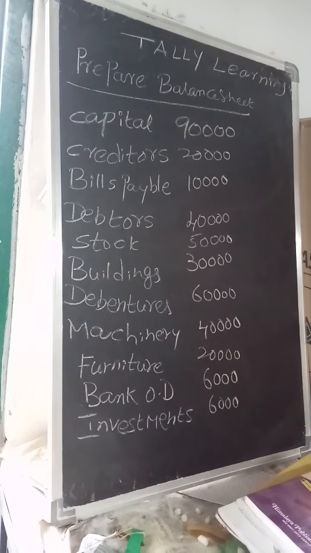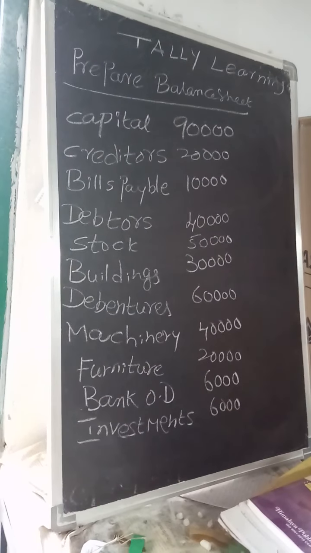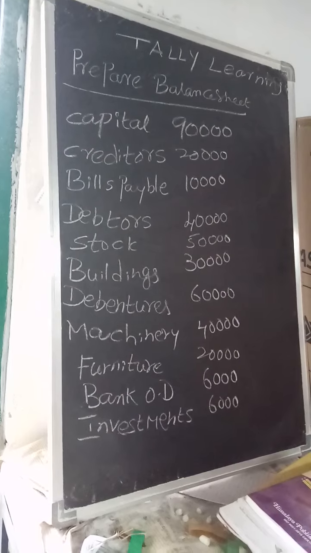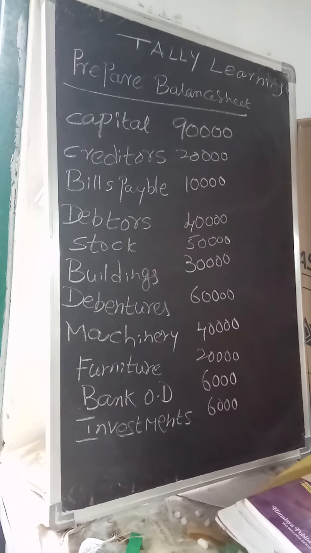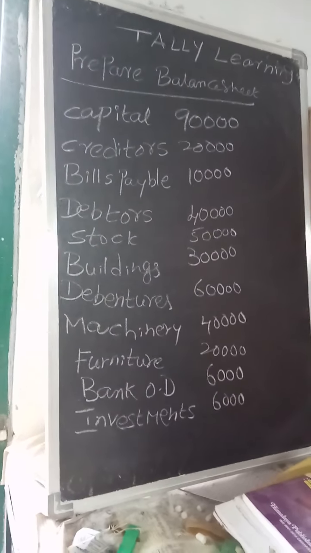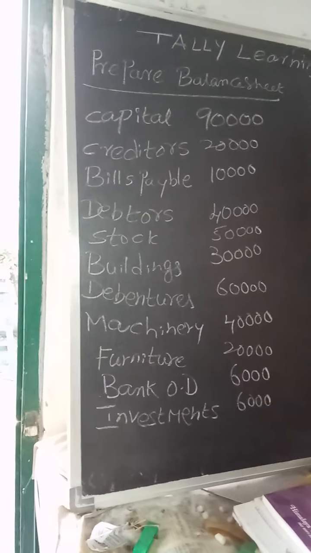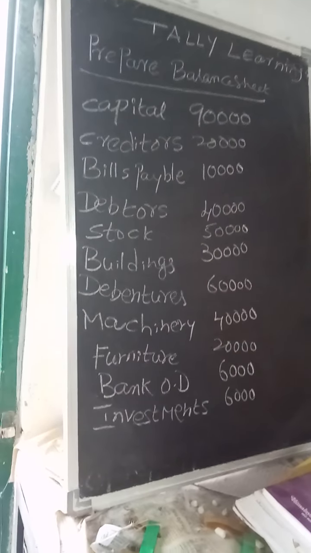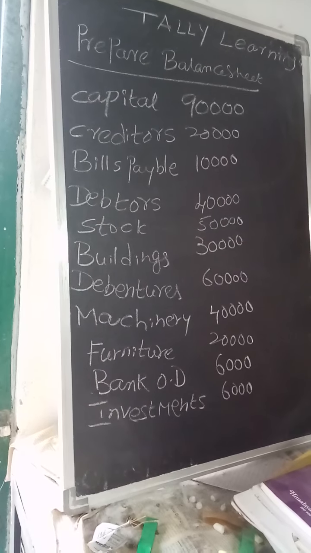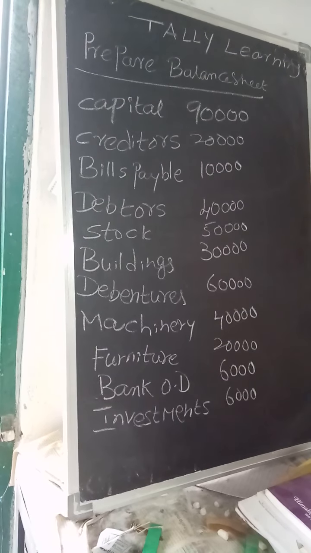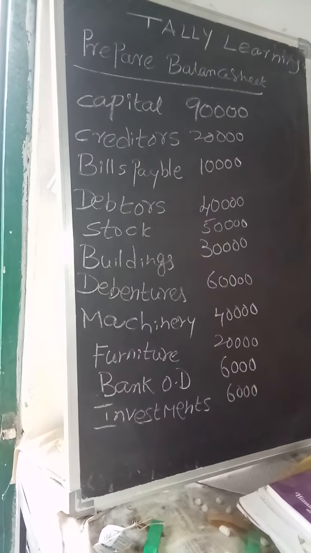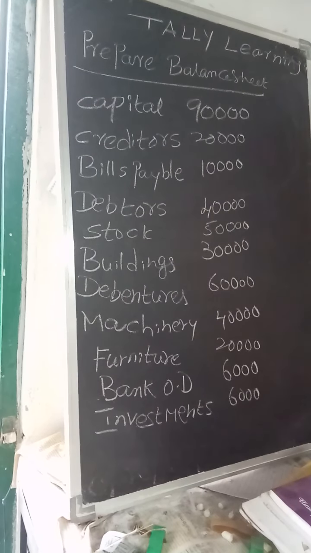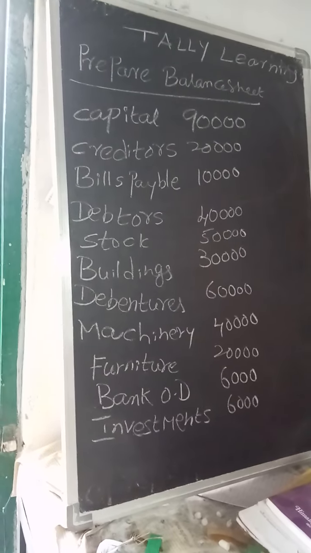One after one you create under respective groups. Capital will come under capital group, creditors current liability, bills payable current liability, debtors current asset, stock current asset, buildings fixed asset, debentures liability long term, machinery fixed asset, furniture fixed asset, bank overdraft under bank overdraft or current liability, investments under investments.